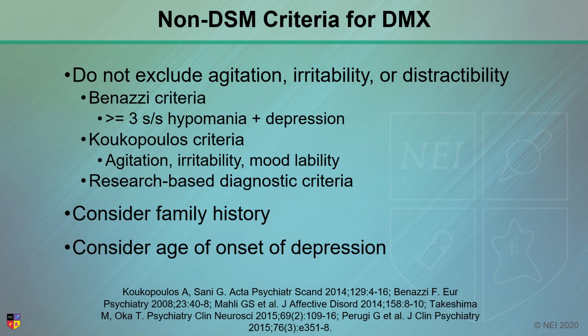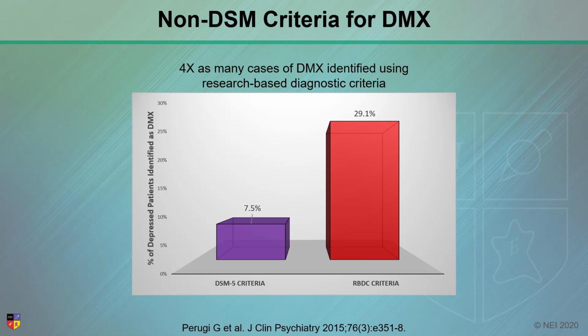You want to consider family history and the age of onset of depression. Remember, mania and bipolar disorder come on early. The melancholic depression that we think of as major depressive disorder comes on later. Likewise, there is a strong family history of the bipolar disorders, while depression has much less of a genetic link. If you use these criteria, you get 4 times as many cases of depression with mixed features. So we're clearly missing a diagnostic category here.